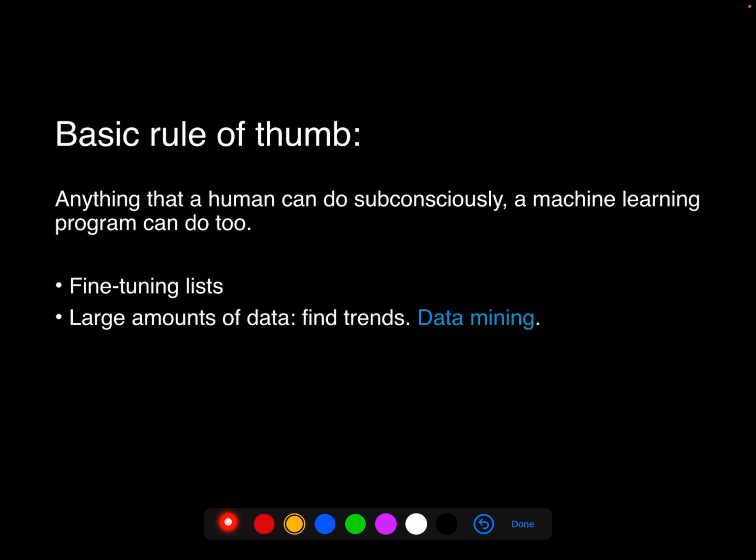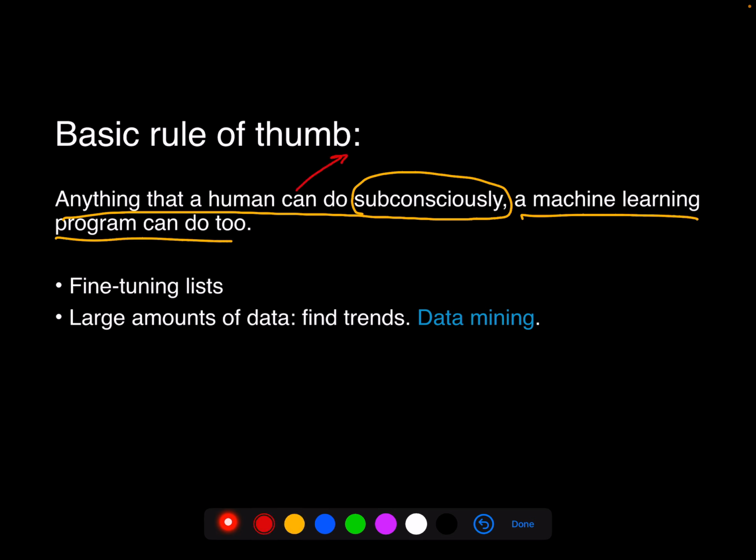So just to end the video, the basic rule of thumb that I'm going to give you is that anything that a human can do subconsciously, so that is without actively or consciously thinking about it, any task that can be done that way, a machine learning program can do too. But I'll put this in red just so you are aware. This is not an official AI rule, as far as I'm aware.